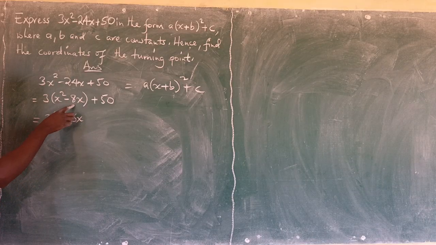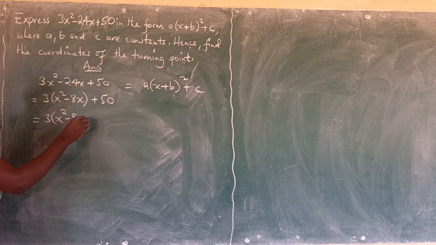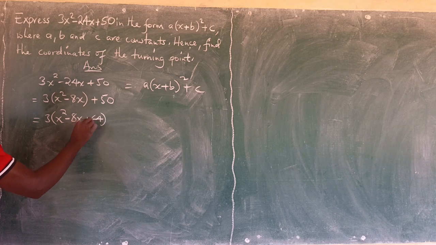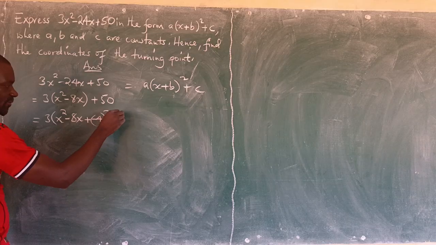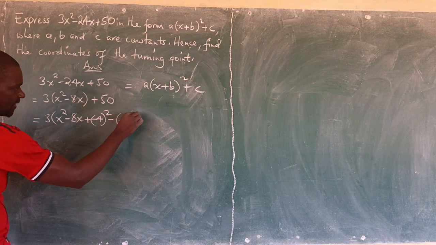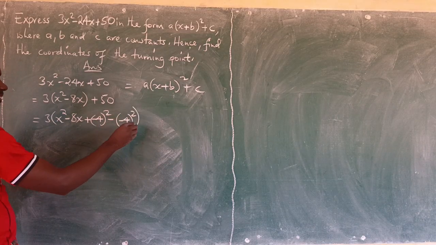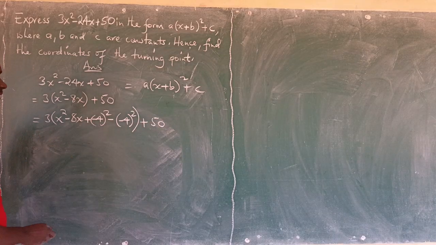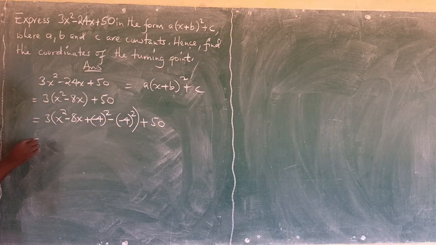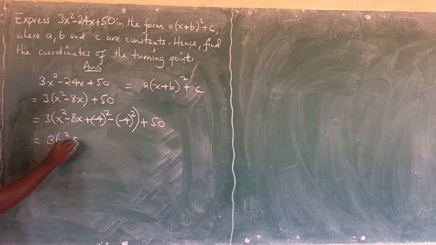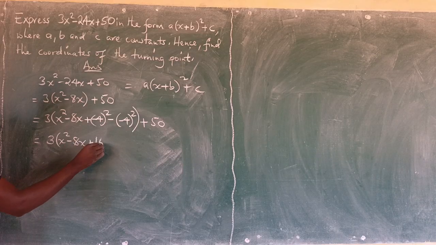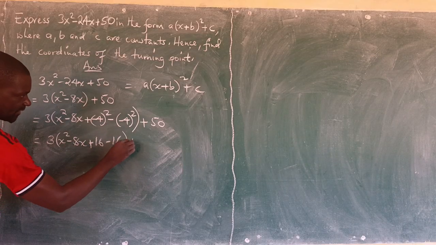Then here we'll look at this term. Half of the coefficient, half of negative 8, is negative 4. Then we square it, and we add it. So negative 4, we square it, then we also subtract the same thing, and then close the bracket, plus 50. We are trying to complete the square here. So from there we say this is equal to 3 times x squared minus 8x plus 16, minus 16, and then plus 50.